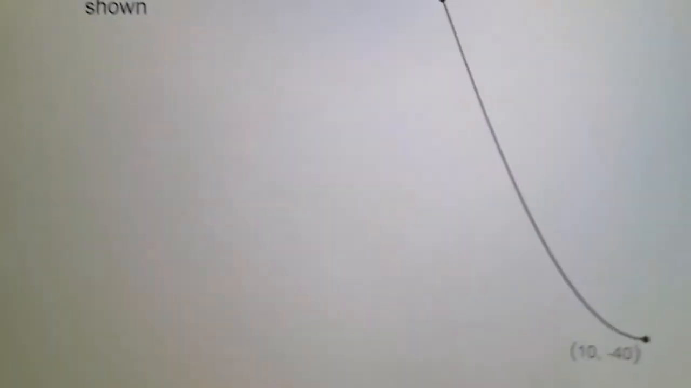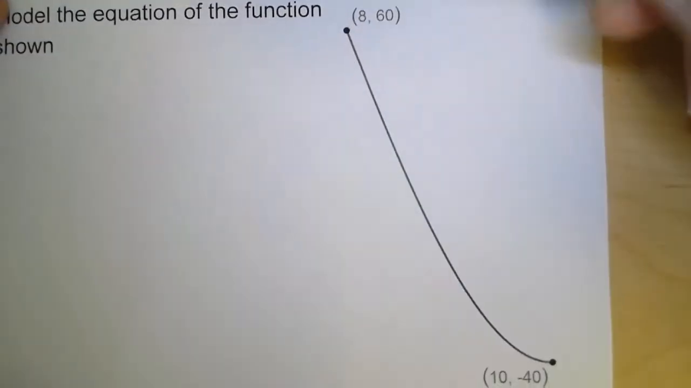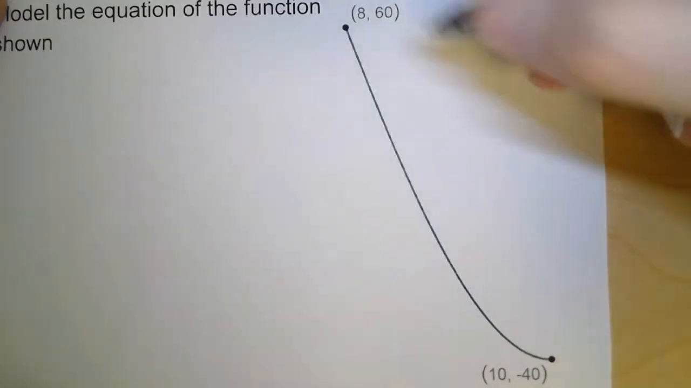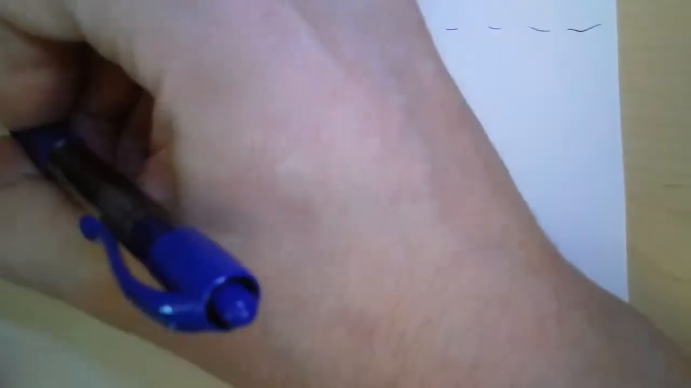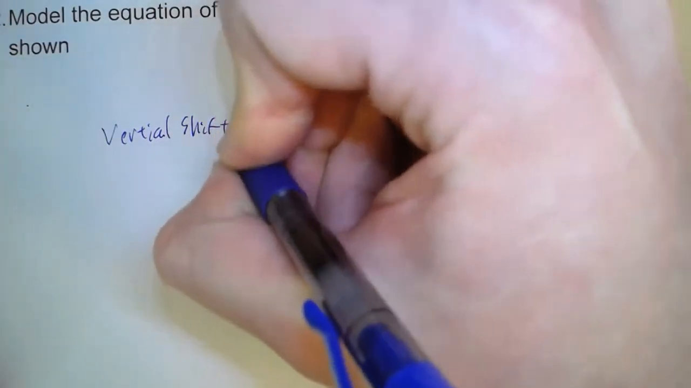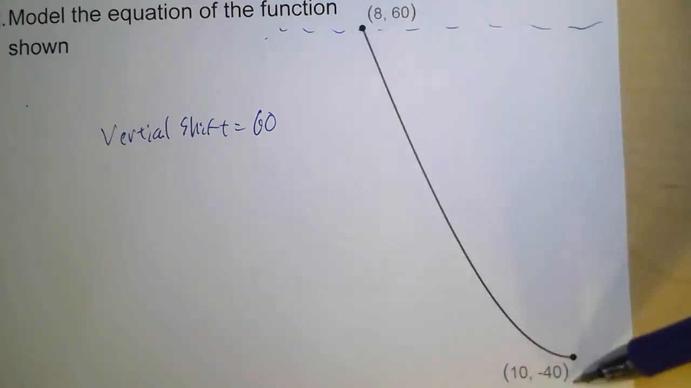So, let's look at this one. Here we've got from this point all the way down to here. So this right there is our vertical shift. That's our y value. So our vertical shift is 60. Then what is our amplitude? Well, that's our distance from the middle to the bottom. That's from 60 to -40. So our amplitude is 100.